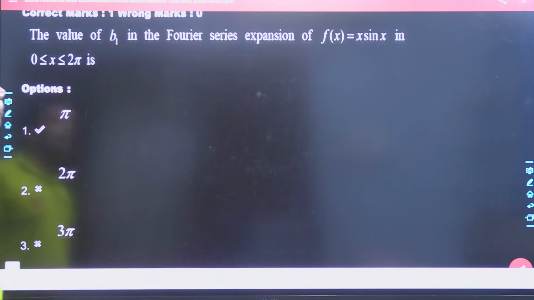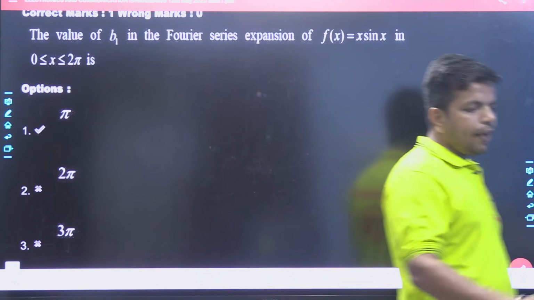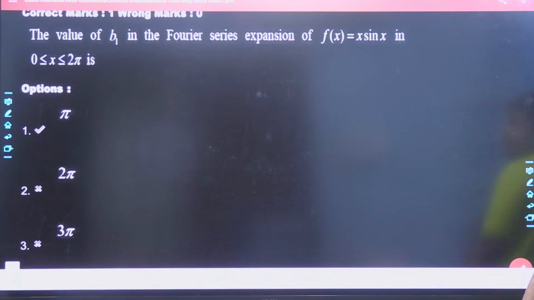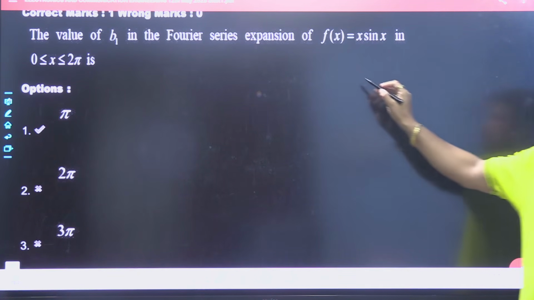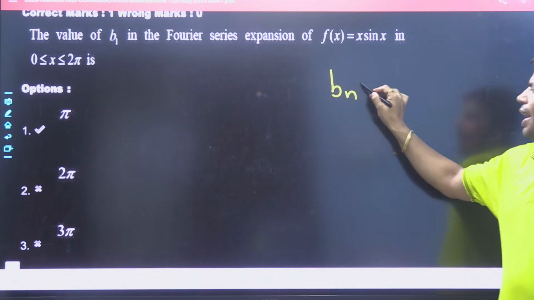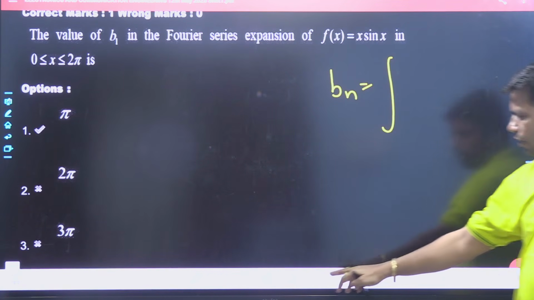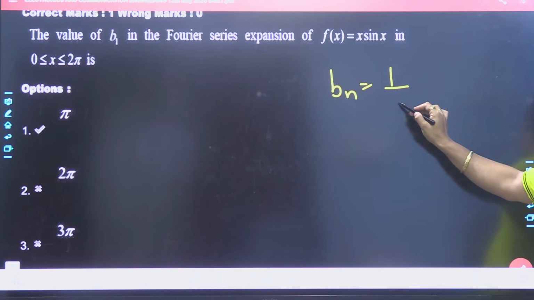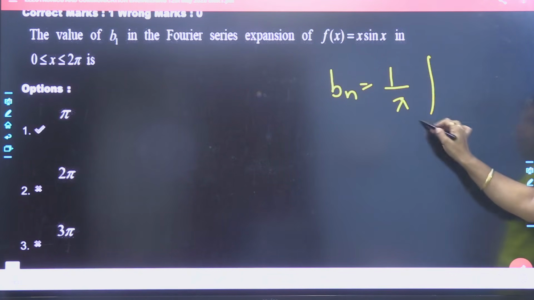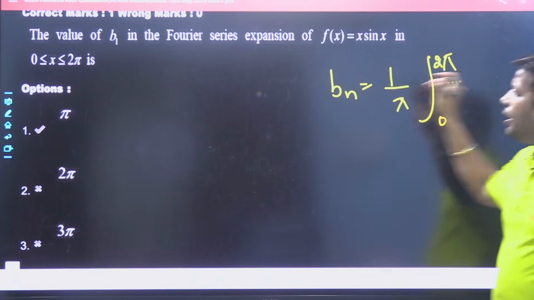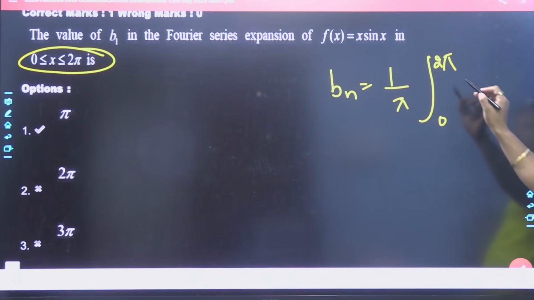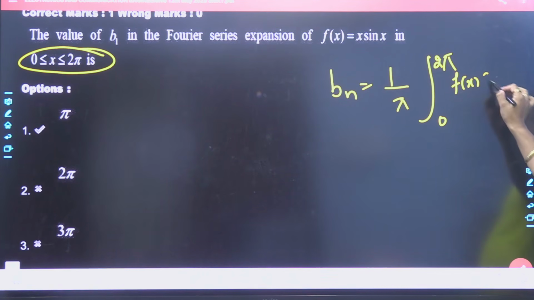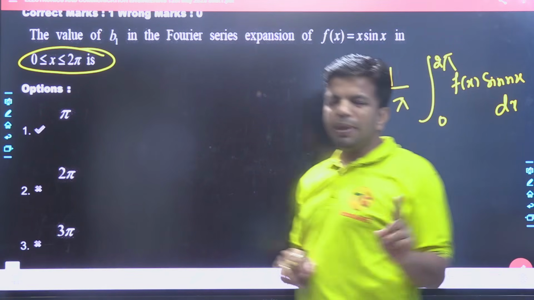Now the question number 49. The value of b1 for the Fourier series expansion fx, which is x sine x. If you are finding the value of the nth term, just remember the formula for this. It is 1 upon pi. The given limit is from 0 to 2 pi. So 0 to 2 pi function fx sine nx dx. You need to find the value of b1.